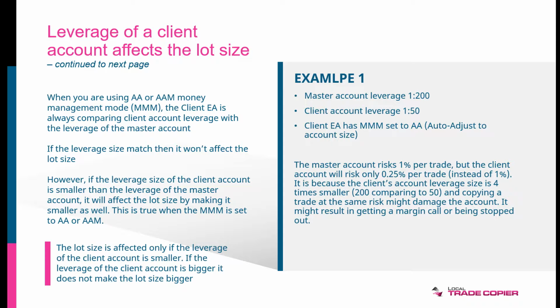So when you are using the AA or the AAM money management mode, the client EA is always comparing the client account leverage with the leverage of the master account. If the leverage size matches, then it won't affect the lot size. However, if the leverage size of the client account is smaller than the leverage of the master account, it will affect the lot size by making it smaller as well. This is true when the MMM is set to AA or AAM.